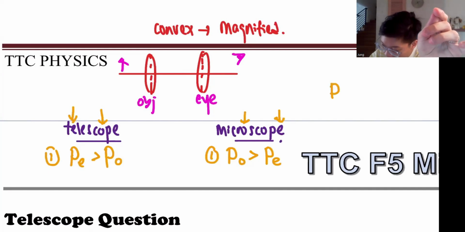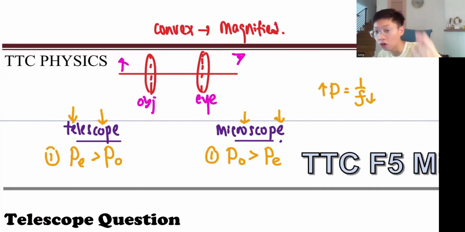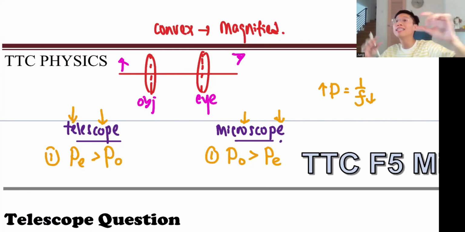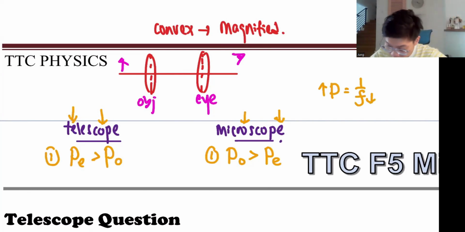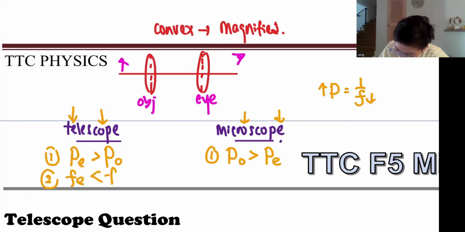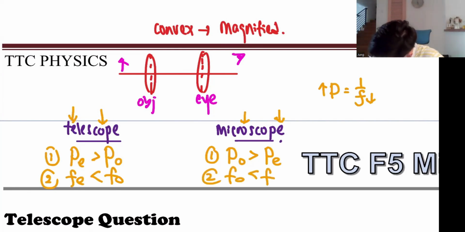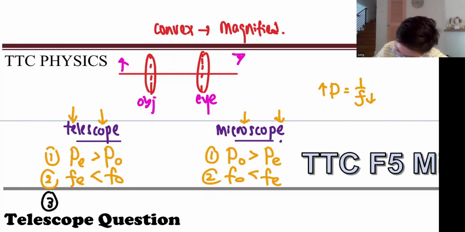Now P is 1 over f. The higher your power, the shorter your focal length. Your power of the lens and the focal length of the lens are opposite. So once we look at EO, immediately the focal length of eyepiece lens is shorter than focal length of objective lens. Focal length of objective lens is shorter than focal length of eyepiece lens. So my focal length is the opposite, the larger and smaller just reversed. Okay? Now the third one, they like to ask for the distance between the lenses.